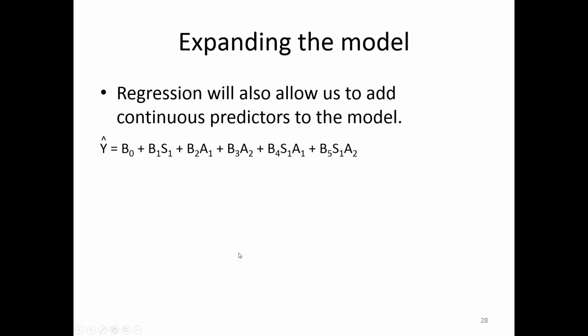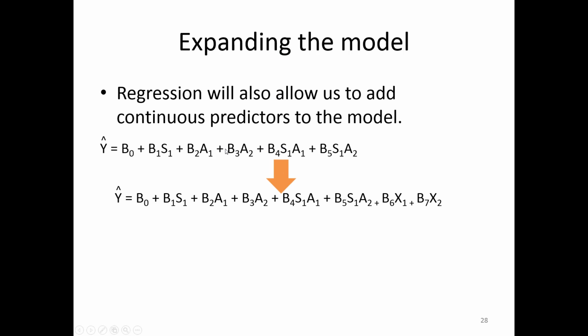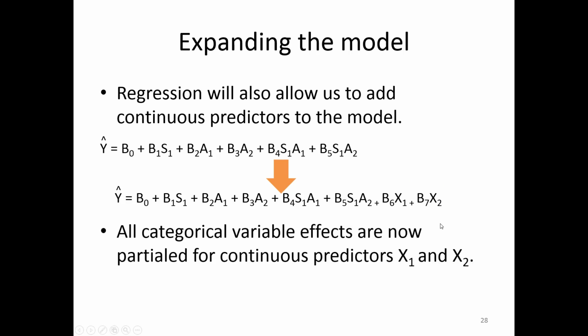So going back to our original model, we had sex and antidepressants. We could have that same model, but maybe we want to add 2 other continuous predictors as covariates. So all categorical effects are now partialed for continuous predictors x1 and x2. So this is basically what we do when we do ANCOVA.